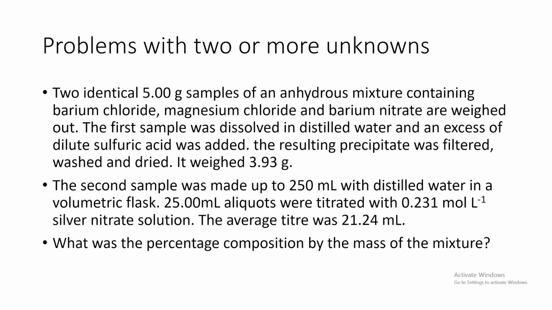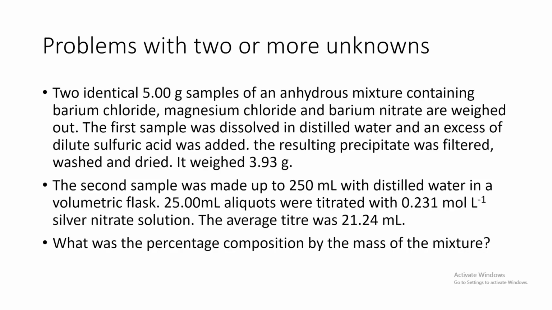Two identical 5-gram solutions of an anhydrous mixture containing barium chloride, magnesium chloride, and barium nitrate are weighed out. The first sample was dissolved in distilled water and excess of dilute sulfuric acid was added. The resulting precipitate was filtered, washed, and dried. It weighed 3.93 grams. The second sample was made up to 250 milliliters of distilled water in a volumetric flask.